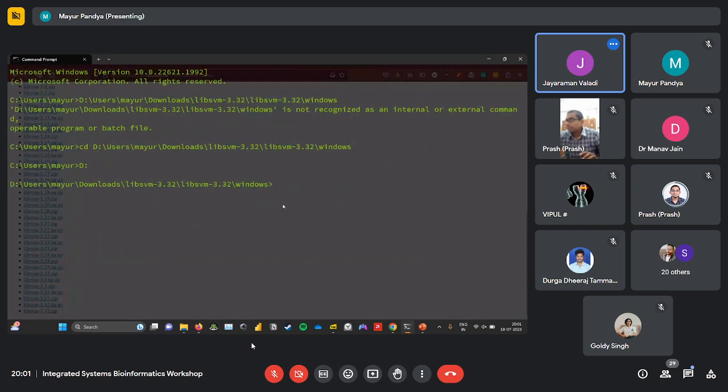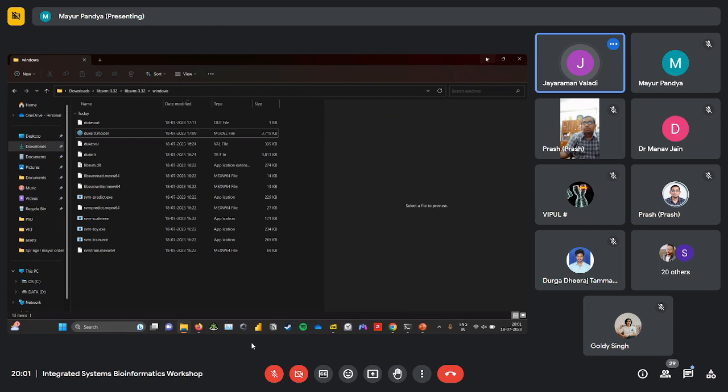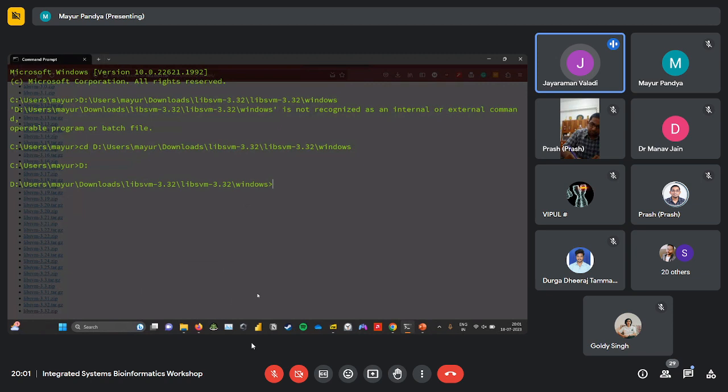For lack of time, I will not go into how we did that. We have downloaded the LibSVM software, and we are in the Windows folder of it. So download the LibSVM software, go to the Windows folder, and then use the command prompt. We have the data sets, training as well as validation. Validation is a test data set. Let us explain what is the SVM. Just say svm-train.exe.